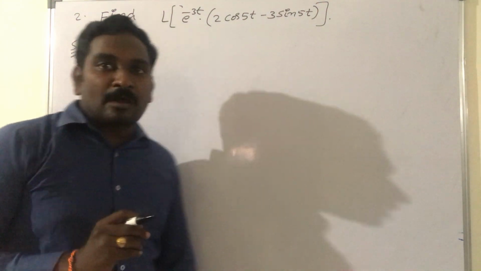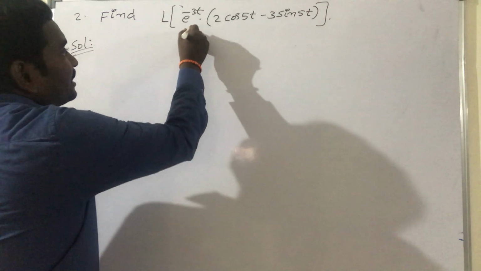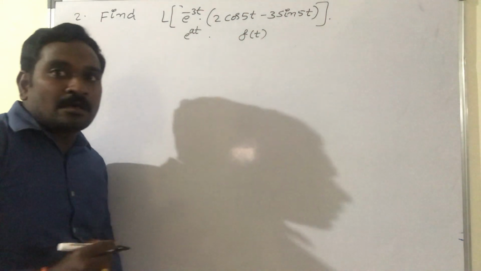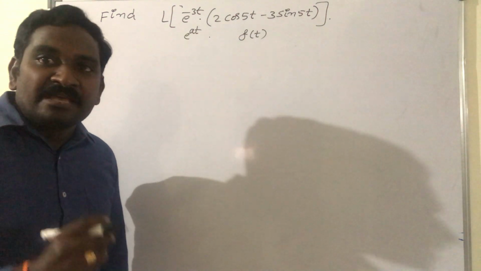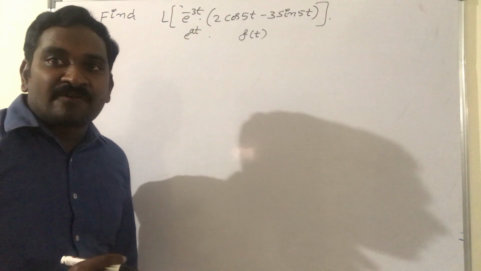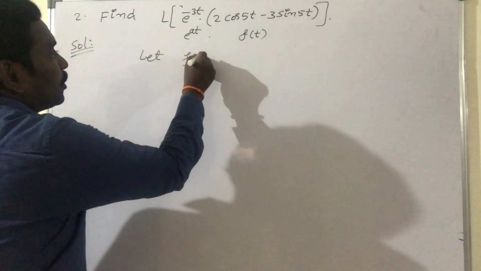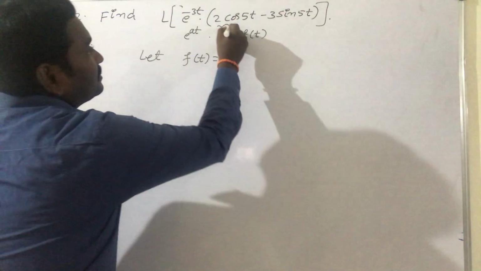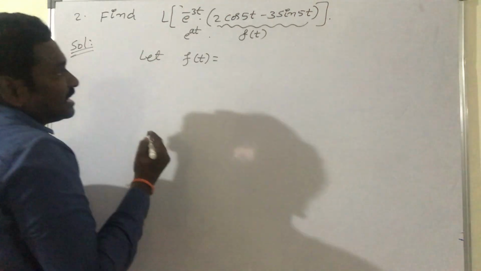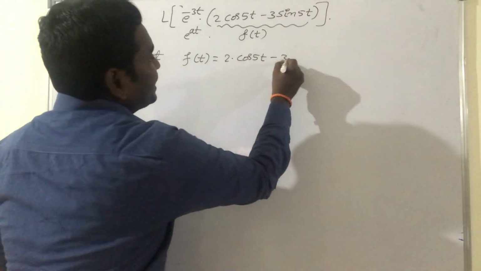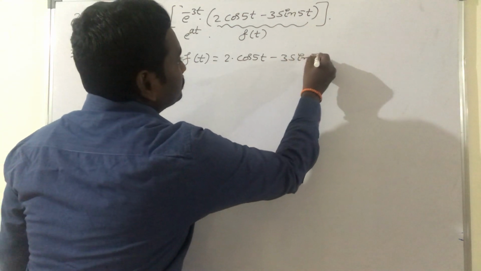What is the given problem here? e power at into f of t. Here also the given problem is in the form of e power at into f of t. So that's why first let f of t here. What is f of t? This term is known as f of t: 2 cos 5t minus 3 sin 5t.